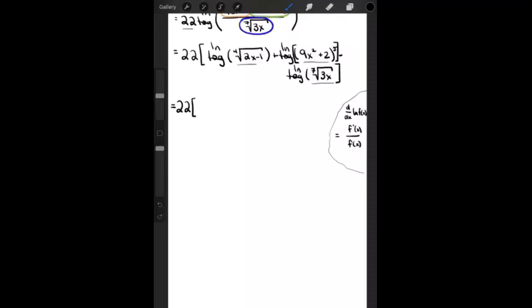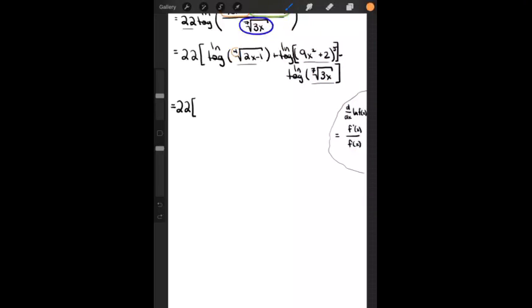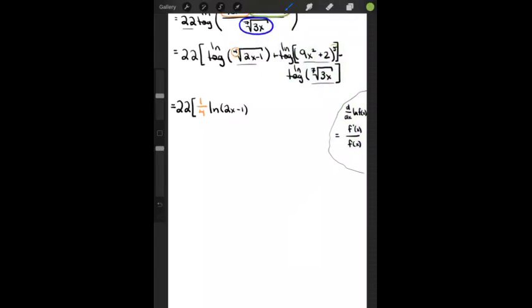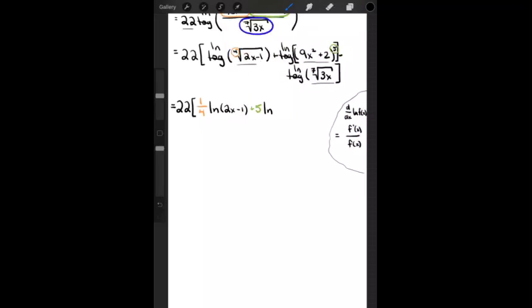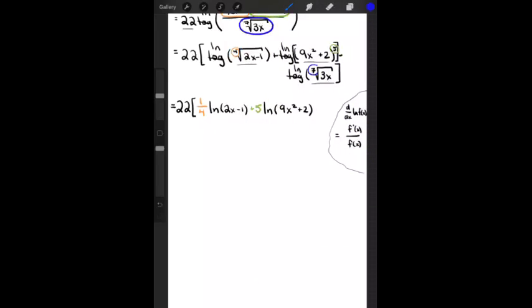Oops. So for this first one, we're going to pull out this power. For the second one, we're going to pull out this power. And for the third one, we're going to pull out this power.